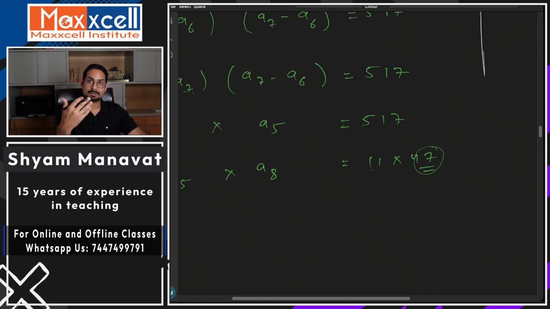Yeah, instead of 47 you have 46. So 46 is what? Again a composite number. You can further divide that, and you may be confused there, because 517 can only be divided into these two numbers, 11 into 47, both are prime numbers. That will become easy for you to pick up 11 as the 5th term and 47 as the 8th term.